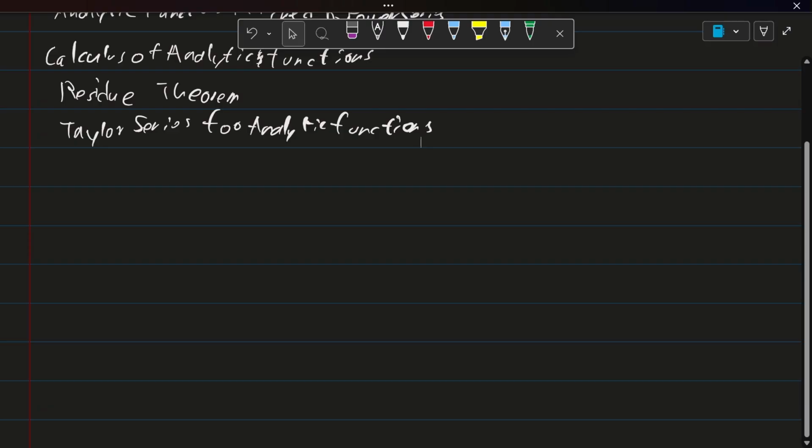So let's first discuss analytic functions, but before we dive straight into analytic functions, we should discuss what a complex function is. A complex function is a function which converts a complex number into another complex number.